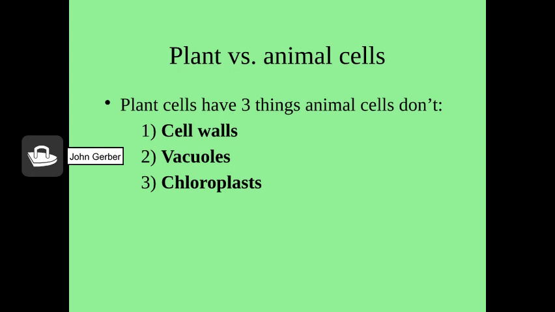Plant and animal cells have much the same sorts of organelles, but plants have three types of organelles that animal cells do not. Animal cells don't have cell walls, which makes them more mobile than plants. They don't have vacuoles to store water, and they don't have chloroplasts, the organelle that captures sunlight and makes the plant green.